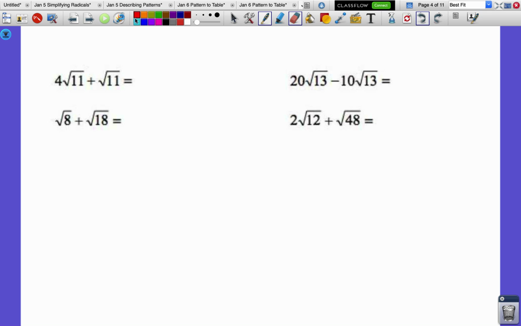Alright. So here we have 4 different problems, all involving some addition and some subtraction. How are we going to simplify these further? So the trick is, if the index and the radicand match, then add the coefficients.